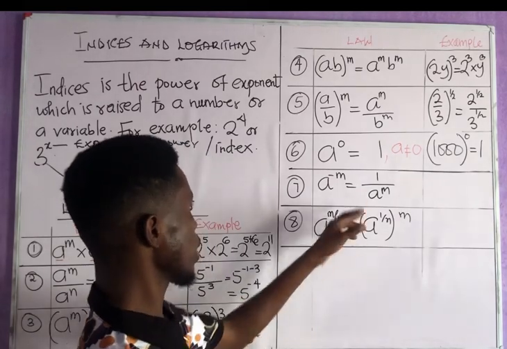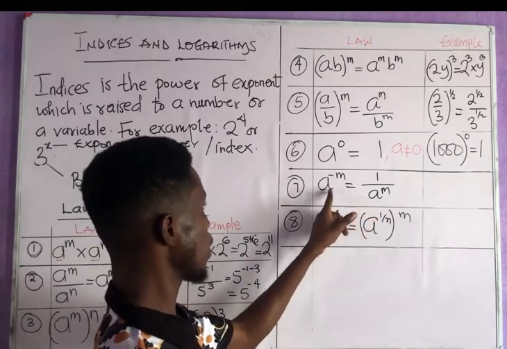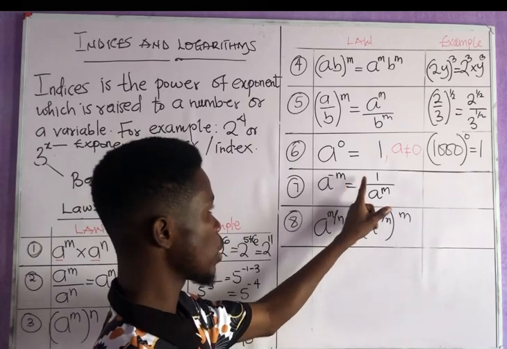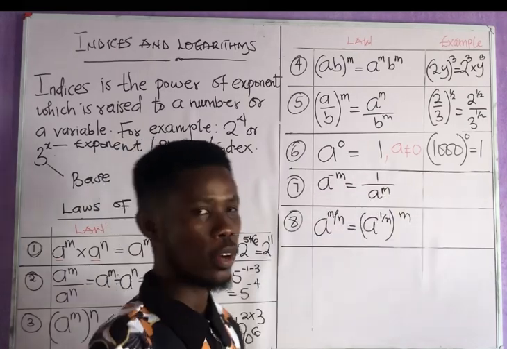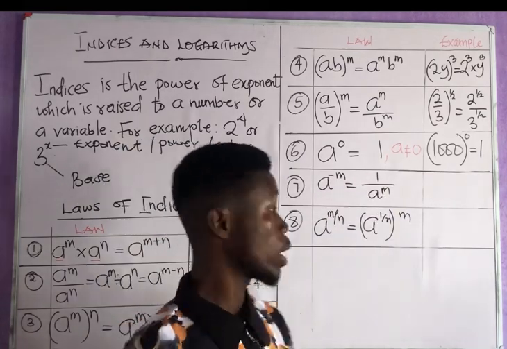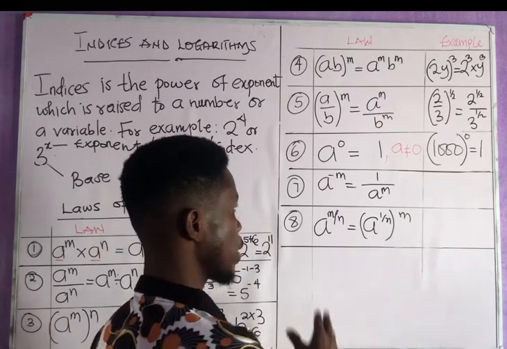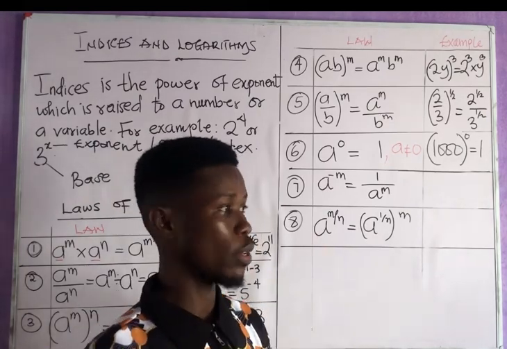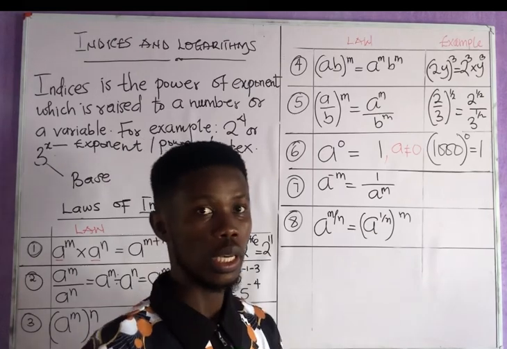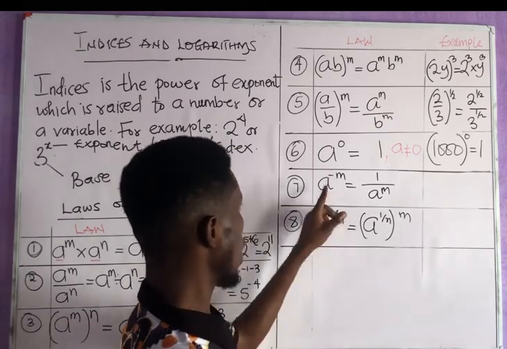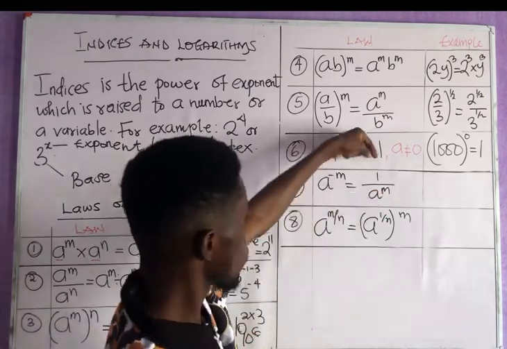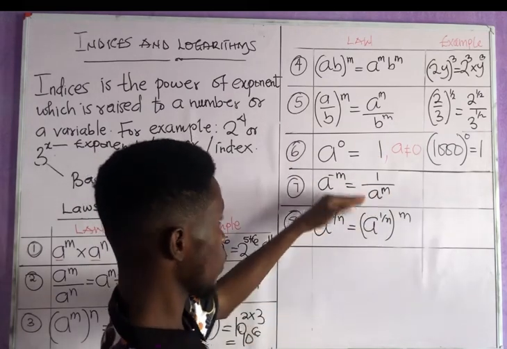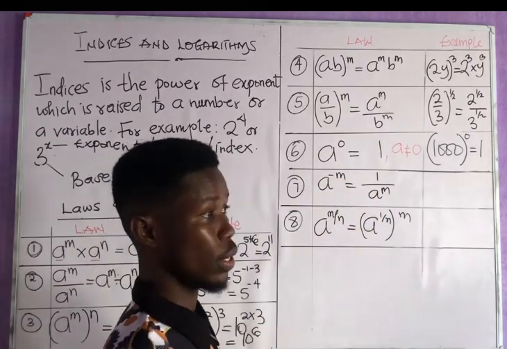Alright, now let's also move to this one. A to the power negative m is the same as 1 over a to the power m. Very powerful law, because we are going to apply it a lot and you have been seeing it. Maybe you don't know that it's coming from this point. So let's look at how we can go about this one. A to the power negative m is 1 over a to the power m. So you take the inverse, just like taking the inverse here.